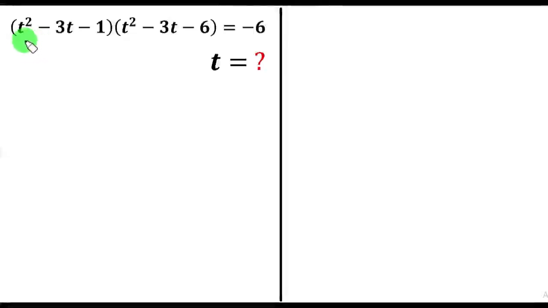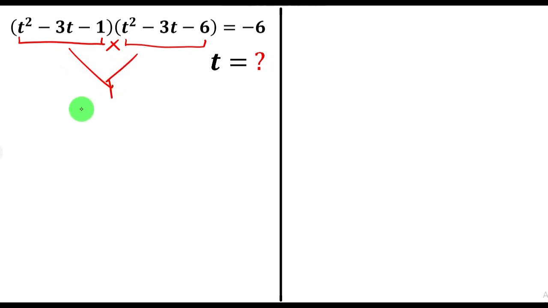To solve this question, (t² − 3t − 1)(t² − 3t − 6) = −6, and we are meant to find the value of t. It is observed that what many people will do is to multiply the whole of this expression by the whole of this expression. This is definitely making it so complex.